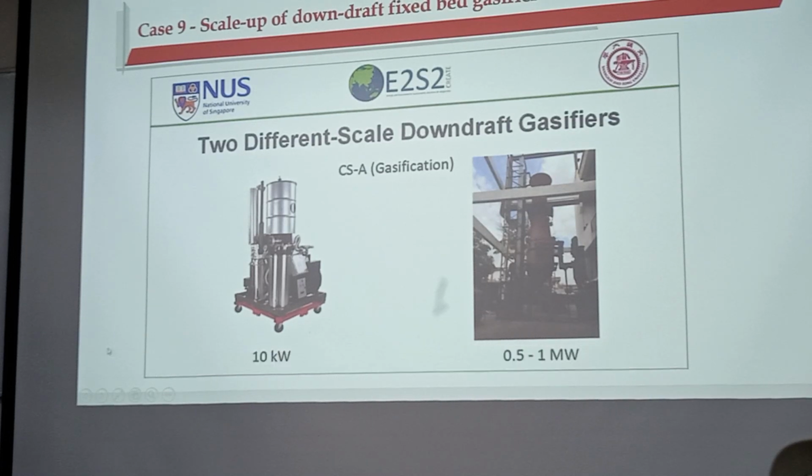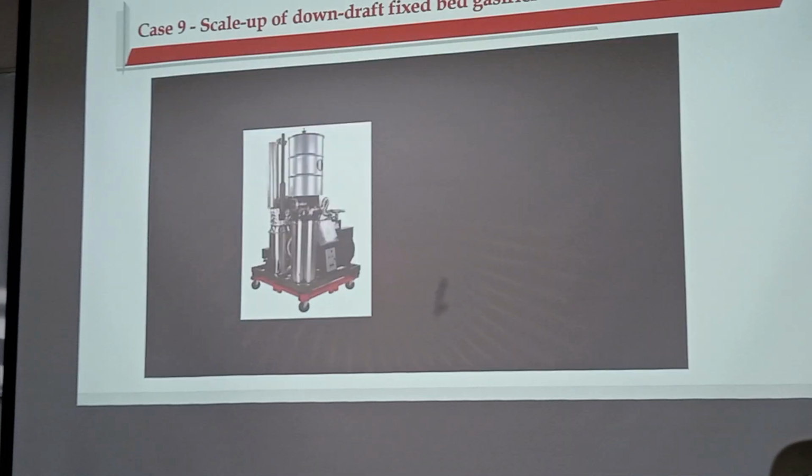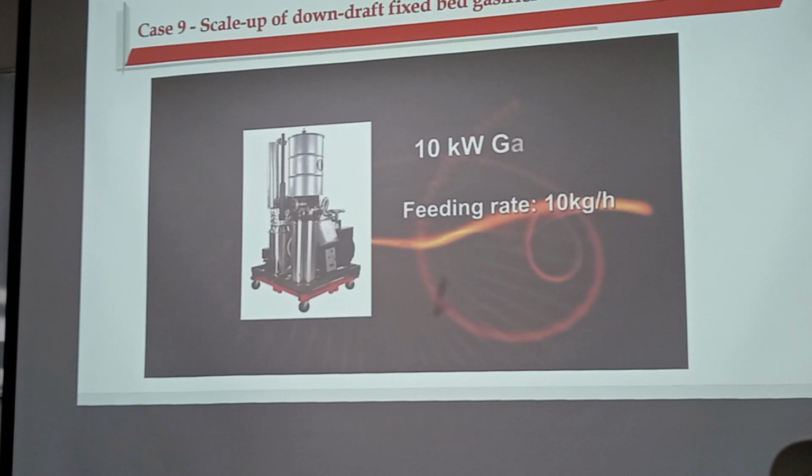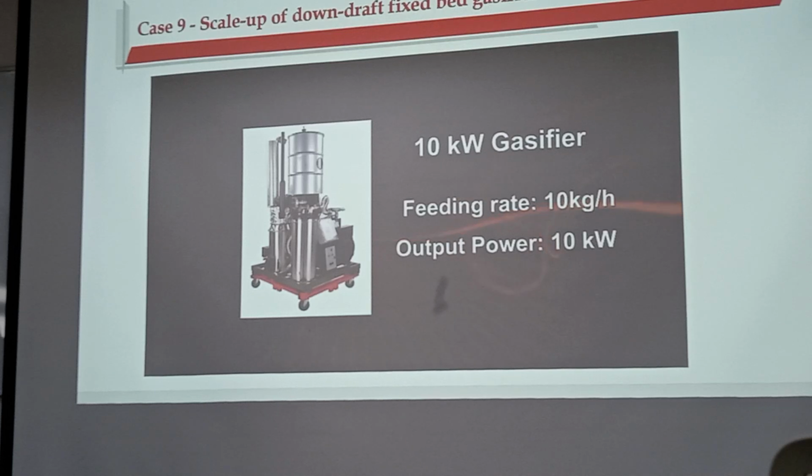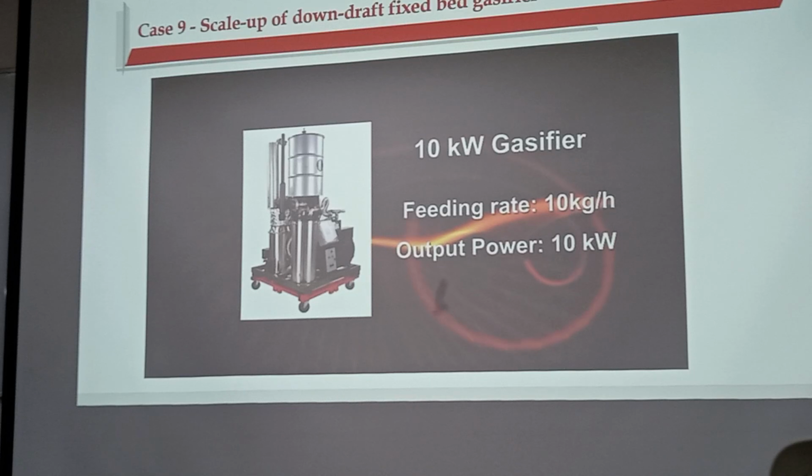This video introduces two different scale gasification systems conducted by E2S2C SA group. We'll show the specification and operation process of each gasifier. This is a downdraft fixed-bed gasifier used in our group. It is a continuous operation gasification system integrated with power generator. It is used for gasification or co-gasification research in our program. The feeding rate is 10 kilograms per hour, and its output power is 10 kilowatts. This is the operation process of this gasifier.